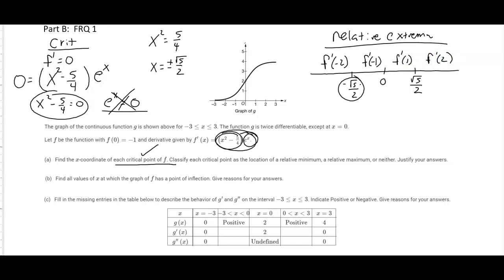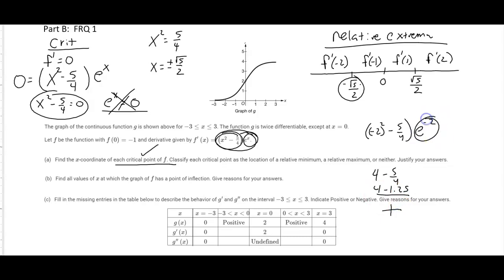Okay? So for the first one there, let's plug in negative 2. If I were to plug in negative 2, that's going to be 4 minus 5/4. Now, 5/4 is about 1.25. Now, I don't need to get the actual answer. I could just know, okay, well, that's going to be positive because 4 is bigger than 1.25.